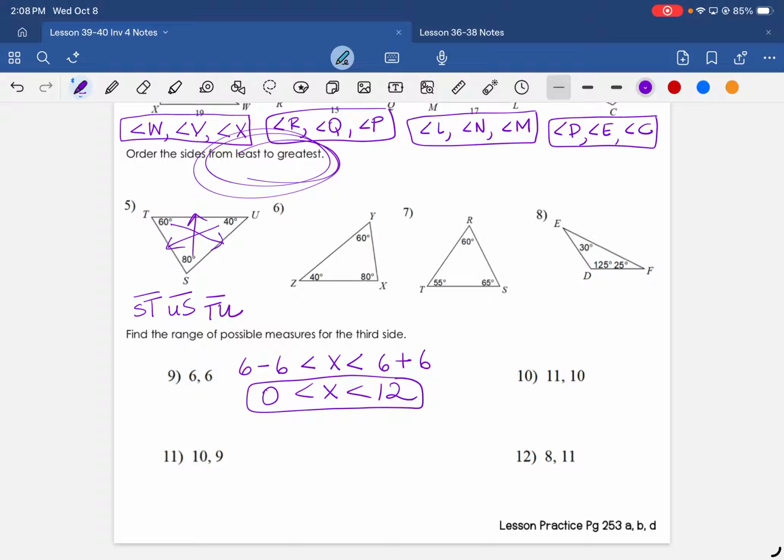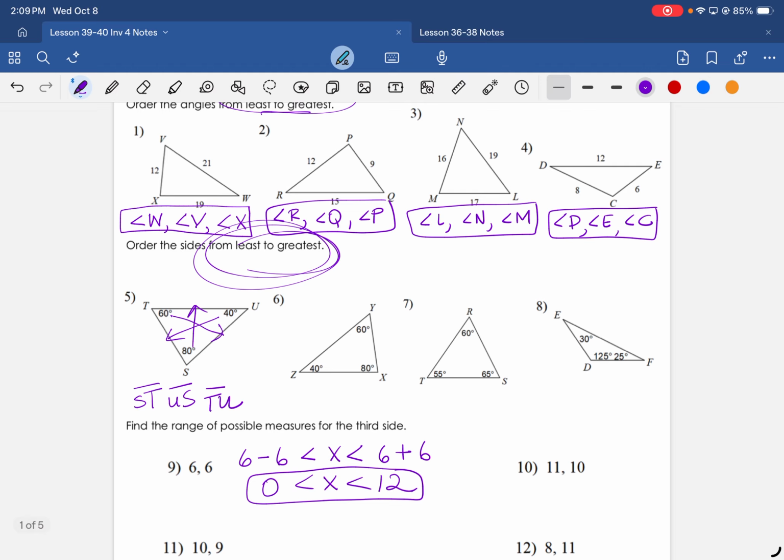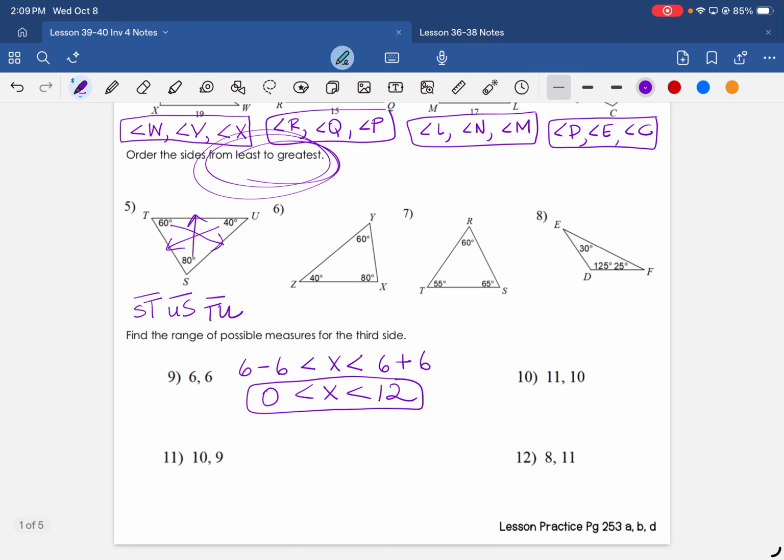And then you said to do these if we have time. Yes, please. This time we're ordering the sides. You know how before we ordered the angles? On 1 through 4 we ordered the angles, and now for 5 through 8 we're ordering the sides. Same thing, but be careful, because look, notice how I labeled it with the segments as opposed to the angle symbol.